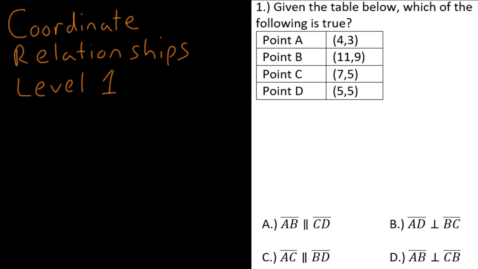Alright, and welcome to Coordinate Relationships Level 1. Now it says this, given the table below, which of the following is true? And so we have 4 points, point A, point B, point C, and point D.